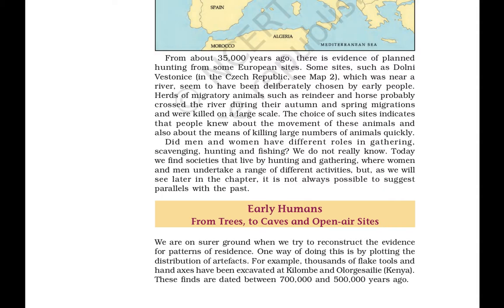Did men and women have different roles in gathering, scavenging, hunting, and fishing? We don't really know. Today we find societies that live by hunting and gathering, where women and men undertake a range of different activities. But as we will see later in the chapter, it is not always possible to suggest parallels with the past.